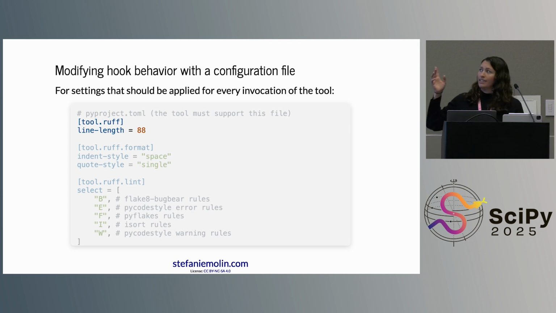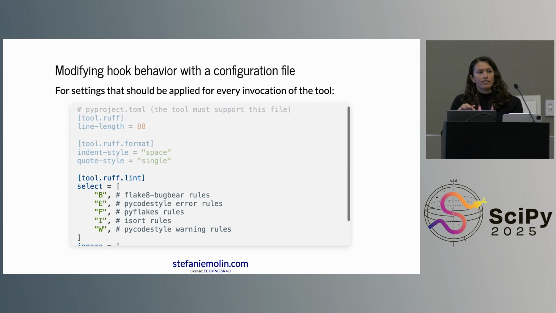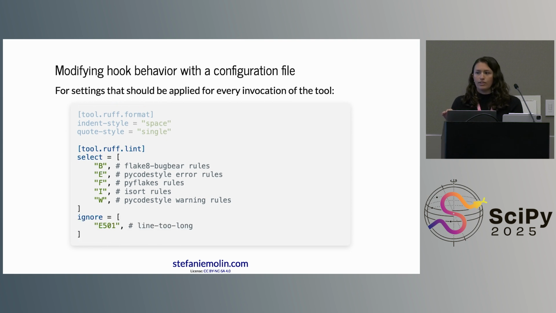So settings like the line length, I want to allow 88 characters. I want to use spaces instead of tabs. I want to use single quotes instead of double quotes. And then the specific rule set to use, which rules to ignore. These are all things that you want consistent across every use of your project, right? Or every use of these tools across your project. You want it to be consistent.